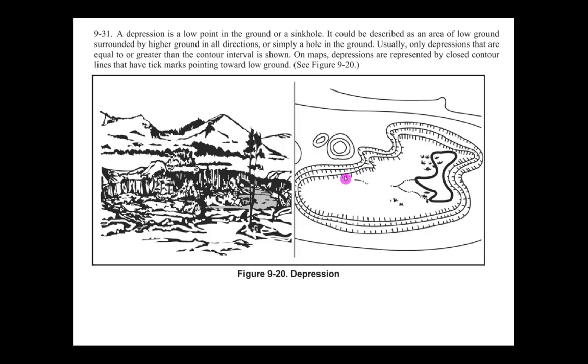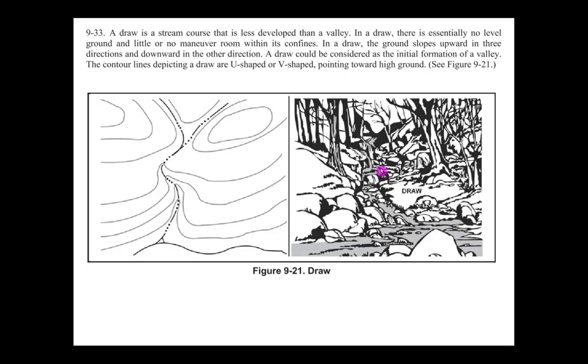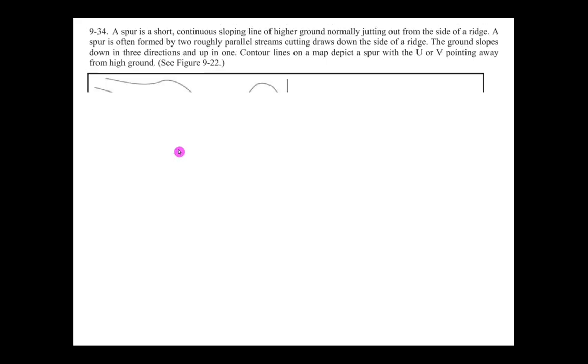A depression with hachure marks, again, pointing down. The little tick marks are pointing down. So whatever this contour line is, that would be the same elevation. Contour line, so that would be going up. This would be going down. A draw is like a small valley. So this is going up, going up, going up would be going up a small valley. And again, making a V, the top of the A points upstream. Alligators always swimming upstream for a draw.